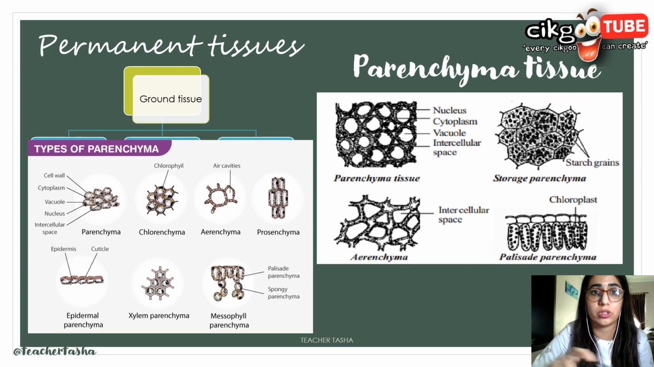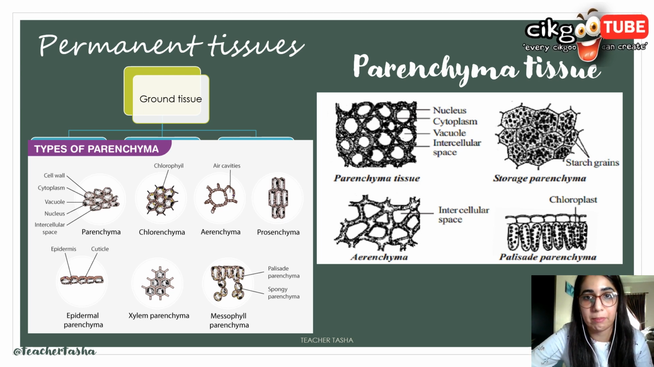Parenchyma tissue consists of thin-walled cells which are loosely arranged with spaces between them. These are just examples. There are many kinds of parenchyma, all differentiated, but don't worry about it. Just look at this basic structure of parenchyma. They are loosely arranged with a lot of spaces between them, and they can be found in all the organs of plants.